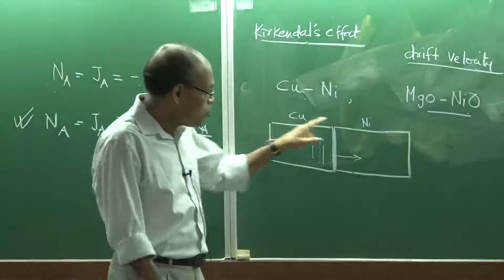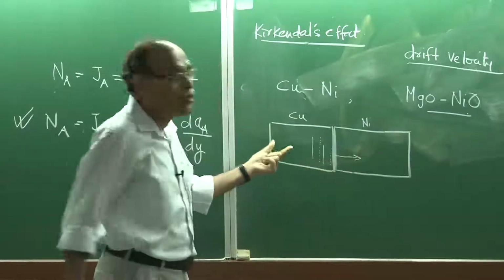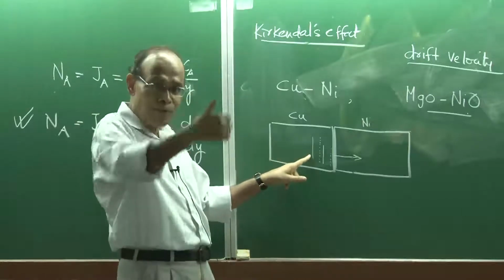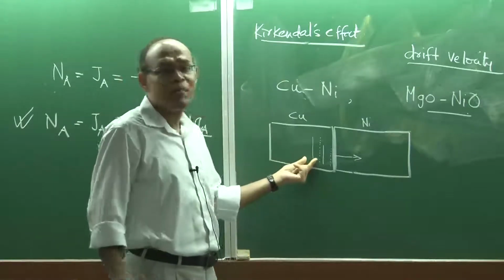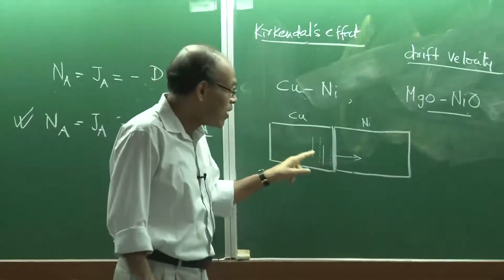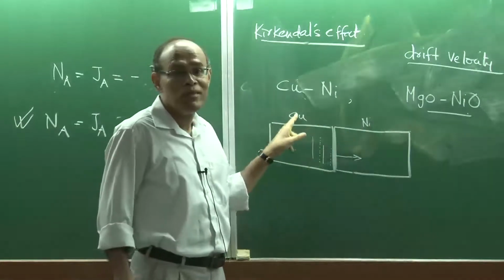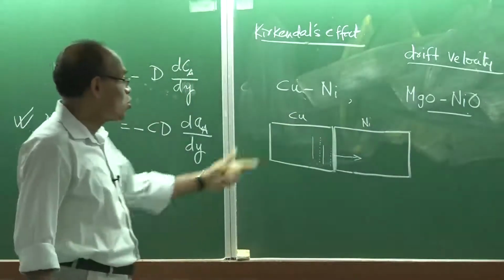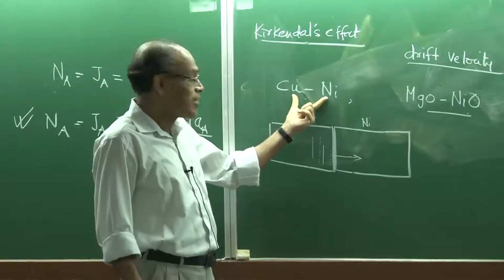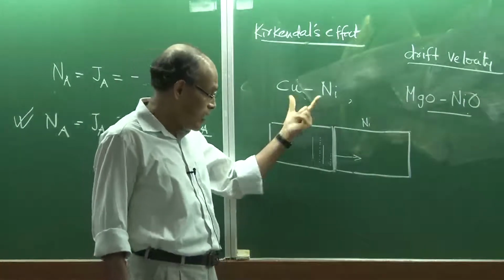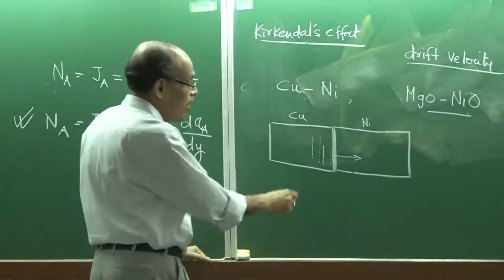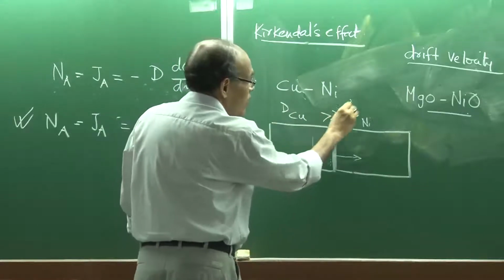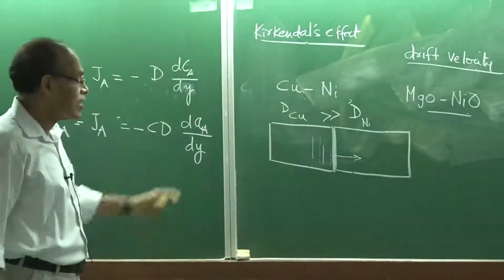Suppose the two couples had the same diffusivities, in that case what happens? The net velocity from left to right and right to left would have been the same and the markers would not have moved. So this movement of the marker will be visible provided you have a great difference in the value of the diffusion coefficient of the two species, and fortunately we can have mixing at all compositions in the solid state. Okay, so the atoms can migrate freely, and here we are talking about the diffusion coefficient of copper much greater than the diffusion coefficient of nickel. Okay, that is an essential condition.